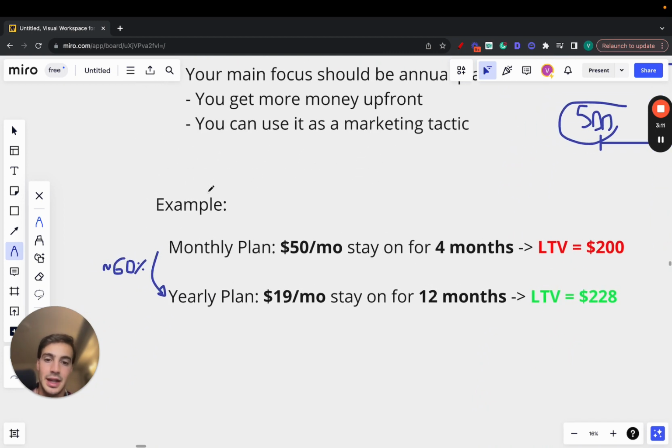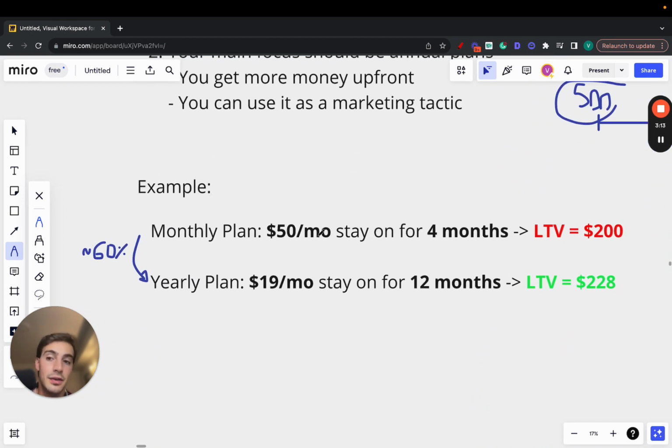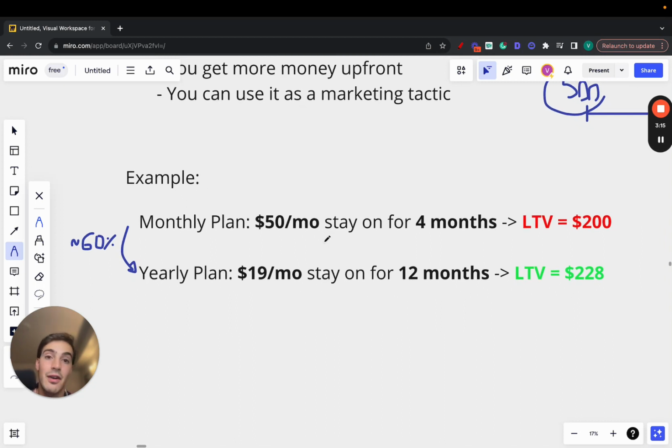Here's an example, right? Let's say your monthly plan is $50 a month, right? And let's say on average, users on your software stay on for 4 months, right? 50 times 4, that's $200. So your lifetime value for your customers is $200. So someone comes in, they buy a product, they stay for 4 months at $50 a month. They pay you $50 today, $50 next month, $50 the next month, and over again for 4 months, you make $200, right? Now, the way in which you can use this as a marketing tactic is by discounting it.